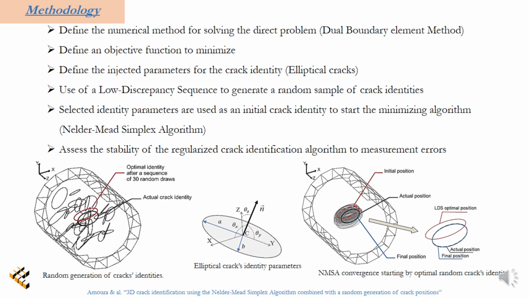Define the numerical method for solving the direct problem, the dual boundary element method in our study. Define the regularized functional to be minimized, it's our objective function. Define the injected parameters for the crack. Generate a random sample of crack identities to cover uniformly the whole domain and hold the one with the lowest value of the objective function. Use the selected identity to launch the minimizing procedure. Assess the stability of the algorithm to measurement noise.